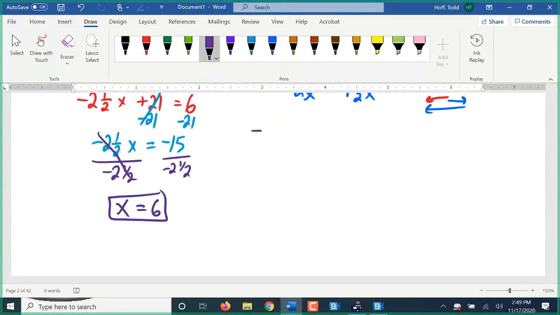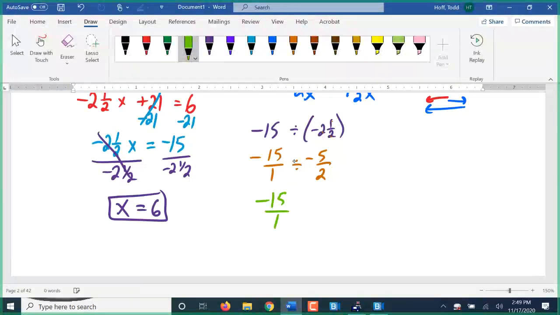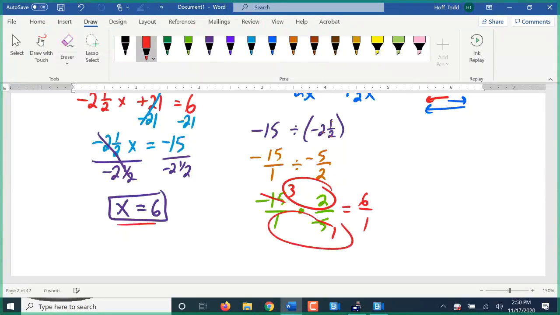Now again, if you weren't sure about that, negative 15 divided by negative 2.5. Well, we make this negative 15 over 1 divided by negative 2.5. 2 times 2 is 4 plus 1 is 5 halves. So the negative 15 over 1, we're going to change it to multiply by the reciprocal of 2 over negative 5. Both 15 and negative 5 can divide by negative 5, giving me a positive 3 and a positive 1. 3 times 2 is 6. 1 times 1 is 1. So that's where we got the x equals 6.